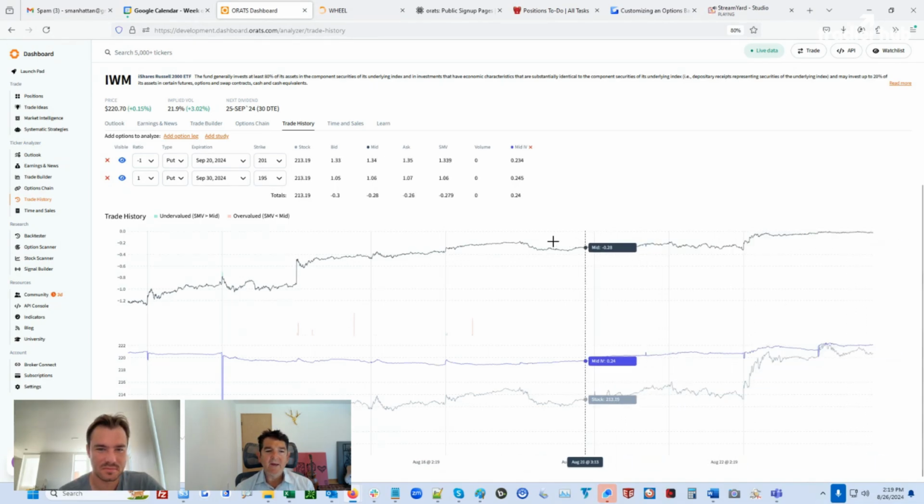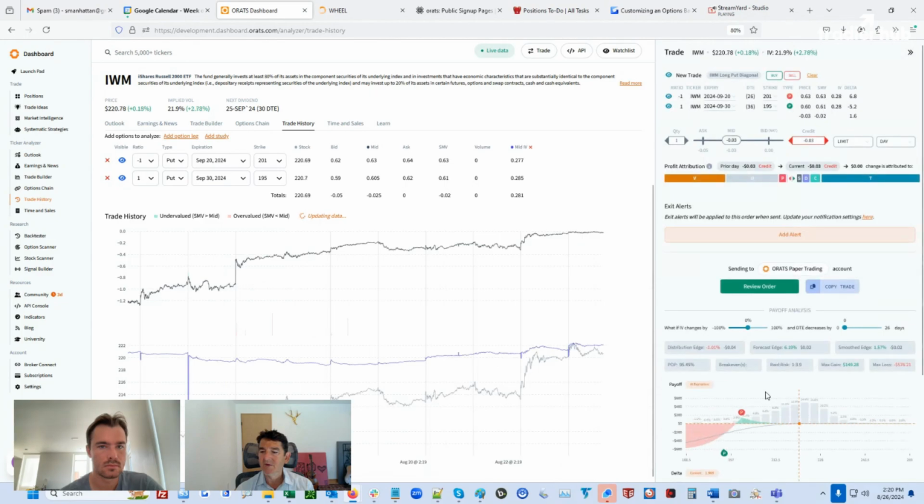Yeah, the way that's going to happen is if it does go back down and approaches the 201 without going below it, then the September 20 will expire worthless, and then the September 30 will expire with still some time left, as we're seeing here.